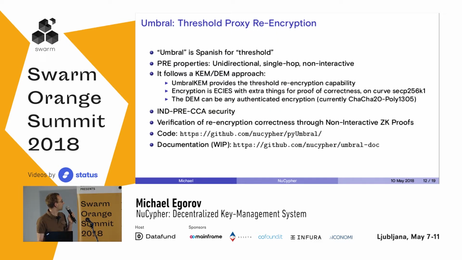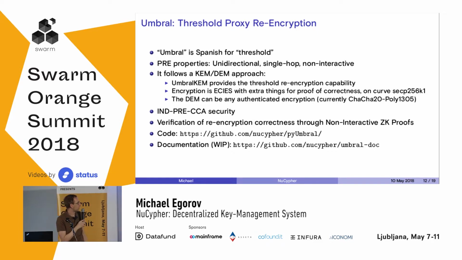So that's the encryption scheme we use. It's a public key encryption scheme. For public key encryption, it's actually using ECIES, so ECIES with bells and whistles. ECIES on the same curve as Ethereum uses, secp256k1. For the block cipher, we're using SHA-20. Well, we're actually quite agnostic to the block cipher. It can be anything.